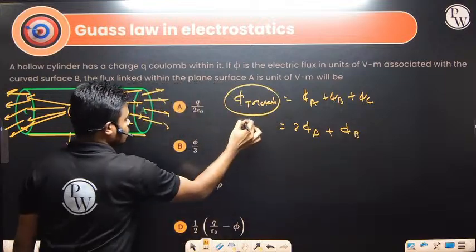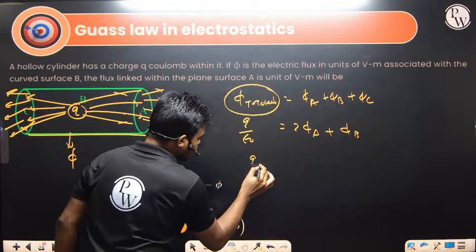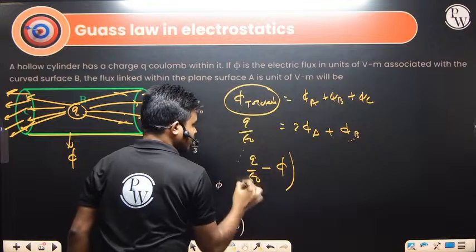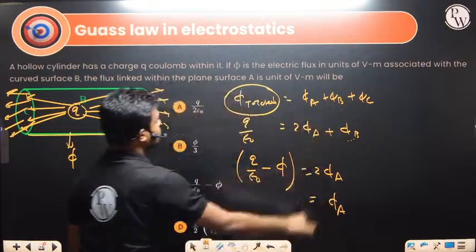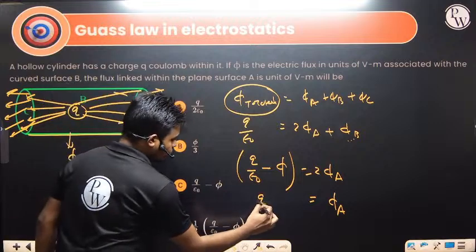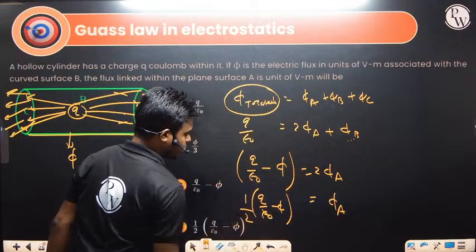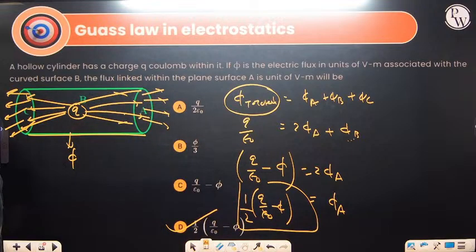What is phi total? Q by epsilon naught, that is Q enclosed divided by epsilon naught. So Q by epsilon naught minus the given phi is equal to 2 times phi A. So what is phi through A? We can write it as Q by epsilon naught minus phi, divided by 2. Is that clear? The answer is option D. Very good.